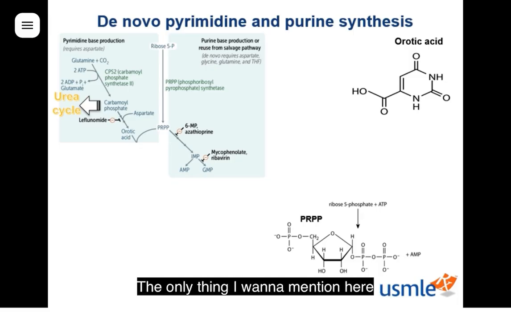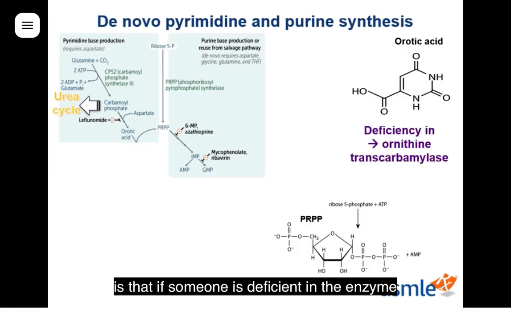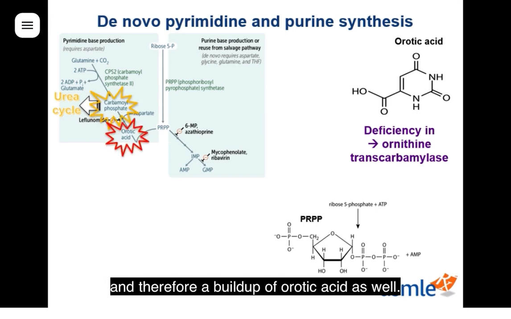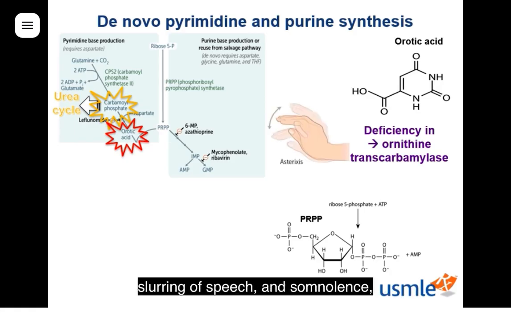The only thing I want to mention here is that if someone is deficient in the enzyme ornithine transcarbamylase, or OTC, they will have a buildup of carbamoyl phosphate, and therefore a buildup of orotic acid as well. This interferes with the body's ability to eliminate ammonia and results in symptoms of hyperammonemia such as tremors or asterixis, slurring of speech, and somnolence, as well as high levels of orotic acid in the blood and urine.